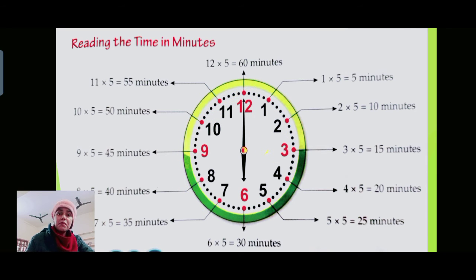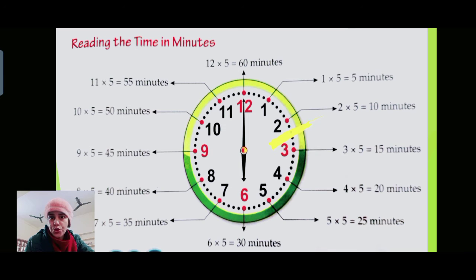And how do we read minutes? I hope that all of you have learned the table of 5. And if you have learned the table of 5, then this is very easy. Read the table of 5 from 1. So 5 ones are 5, that means 1 minute hand. If your minute hand is on 1, you will read it as 5 minutes. Why? Because 5 ones are 5.